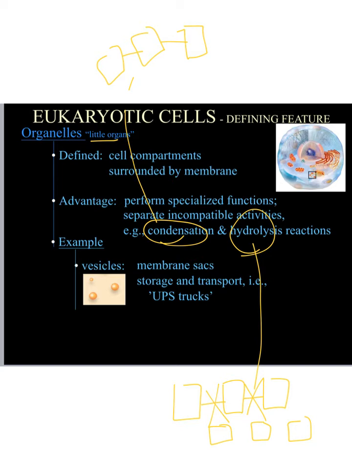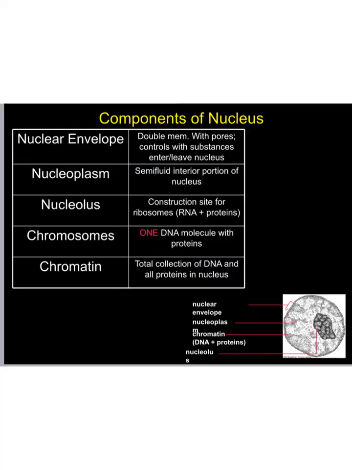Examples include the mitochondria and the chloroplasts, which are probably two that you're familiar with. We also have vesicles. That's another example we'll talk about in a minute. I refer to those as the UPS trucks of the cell. Their basic function is storage and transport of materials inside the cell. We'll talk about the Golgi. We'll talk about the endoplasmic reticulum. These are all examples of organelles.